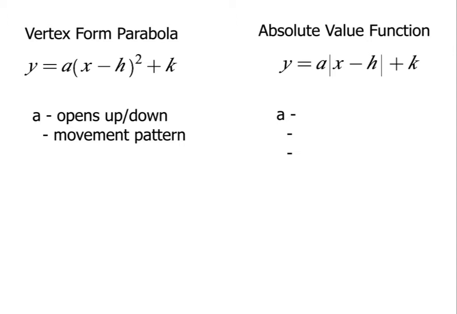Now in the vertex form of the parabola we had three letters that we're going to really pay close attention to, and one of them is the A value. The A value tells you whether the parabola would open up or down, and it would also help you with a movement pattern for the vertex form parabola. Now remember, you would take H and K and put those two together to make the vertex, to come up with the coordinates for the vertex. That's why it's called vertex form parabola.